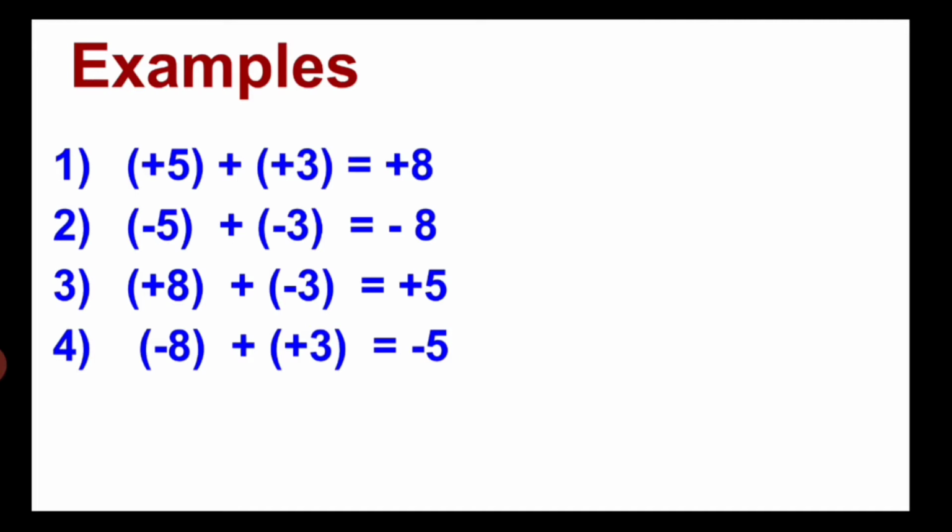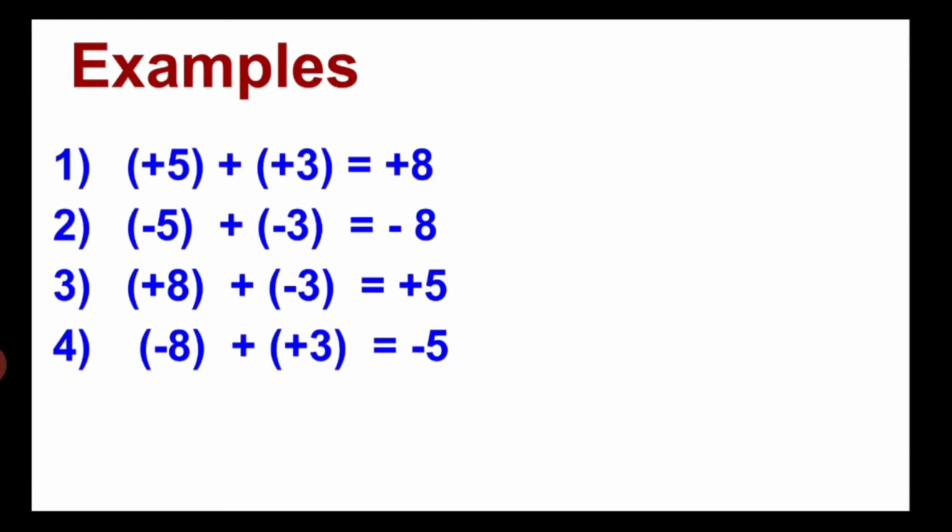Second sum, minus 5 plus minus 3. Both numbers have minus sign, negative sign. So when both the numbers have the same sign, we have to add them and we have to put the common sign to the answer. So minus 5 plus minus 3 means the answer is minus 8.